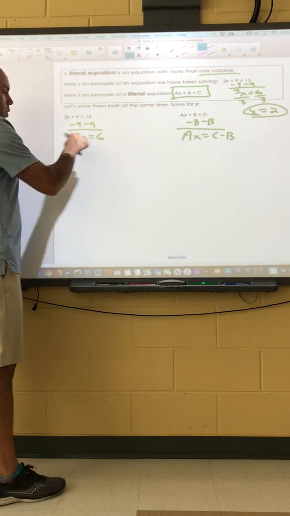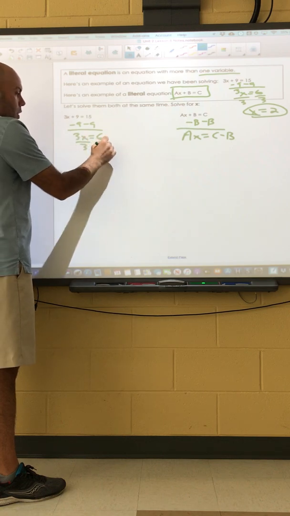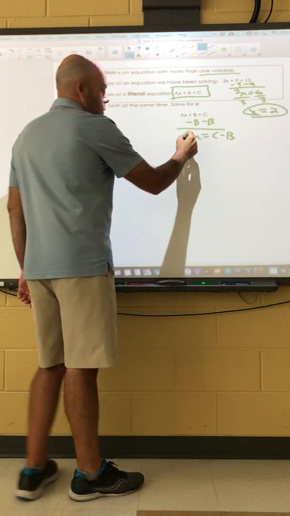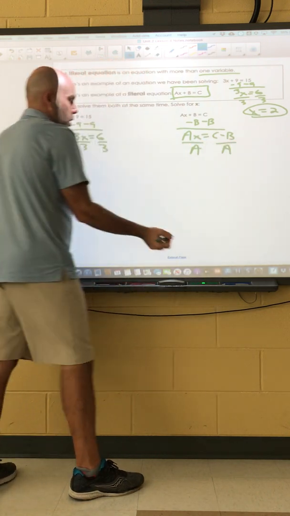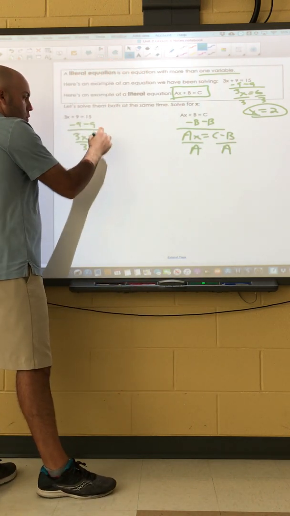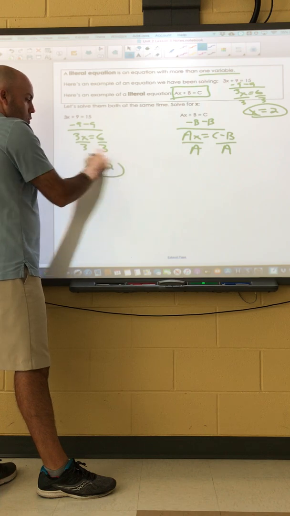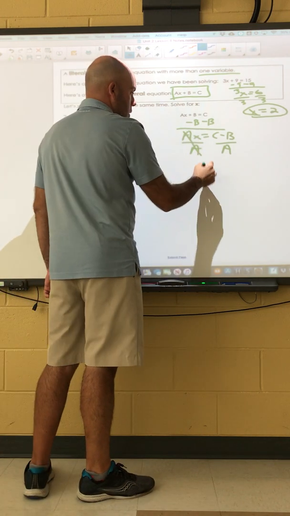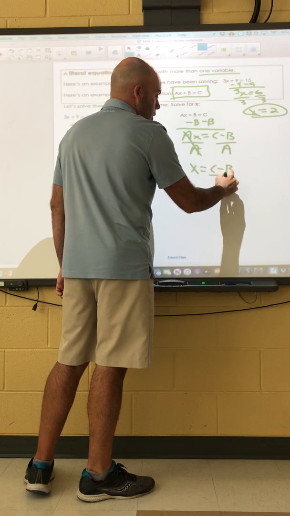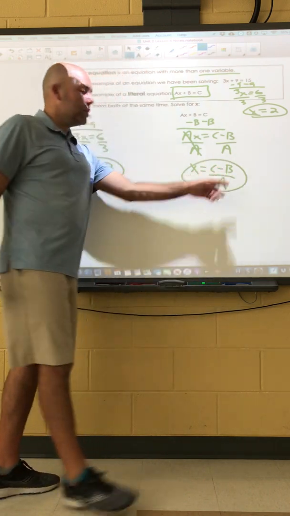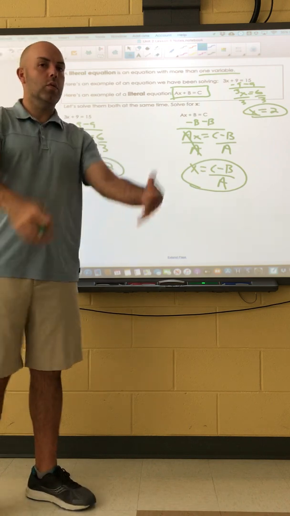Well, now, what's the 3 doing with the x? It's multiplying, so we're going to divide by 3 on both sides. Well, here, what's the a doing with x? It's multiplying, so we're going to divide by a on both sides. So now I'm left with x equals 6 divided by 3 is 2. There's my answer. Here, this cancels: x equals c minus b over a. So that's the example of the type of answer you get with a literal equation.